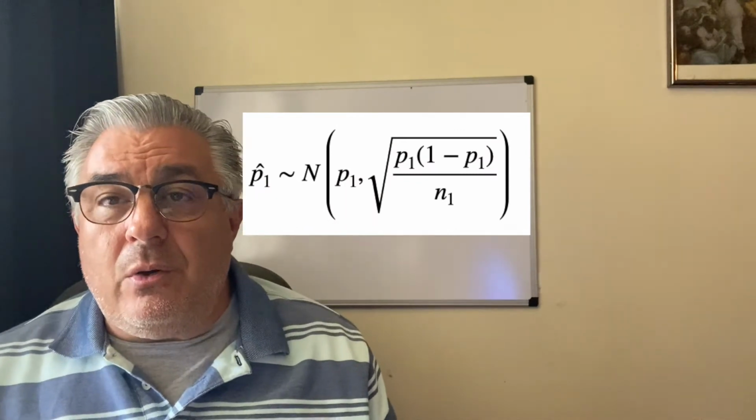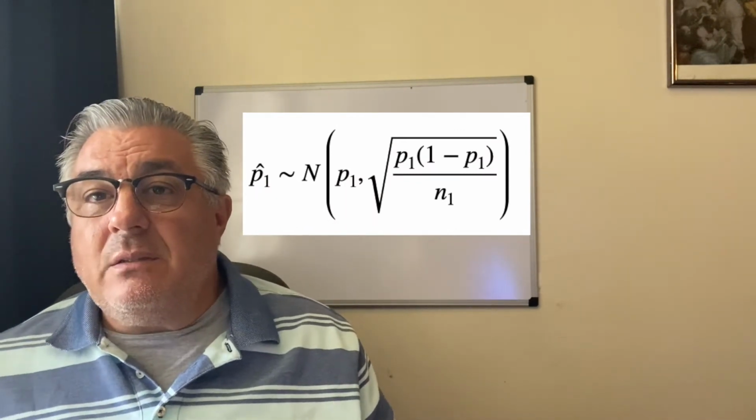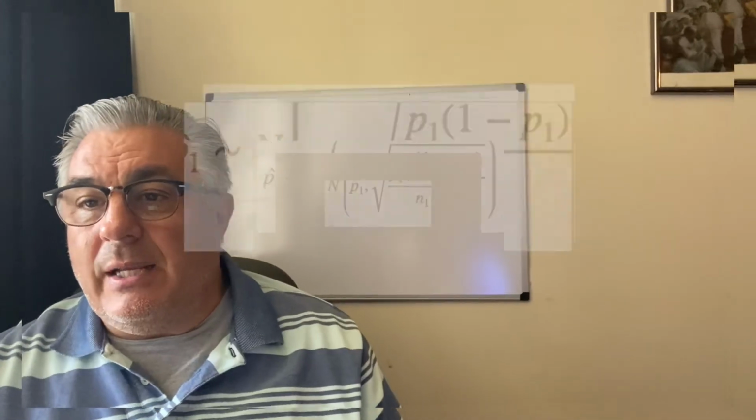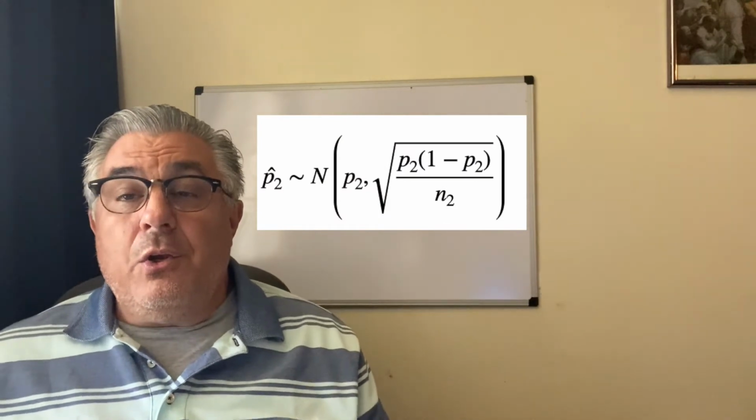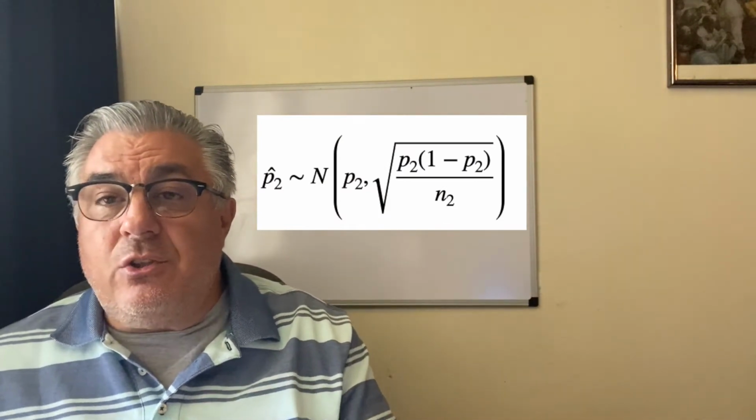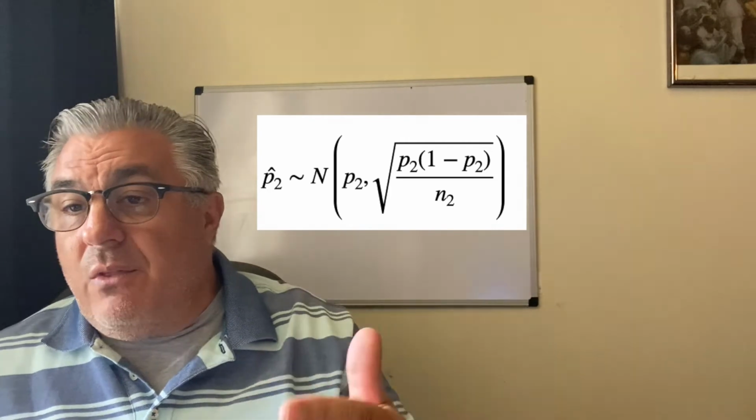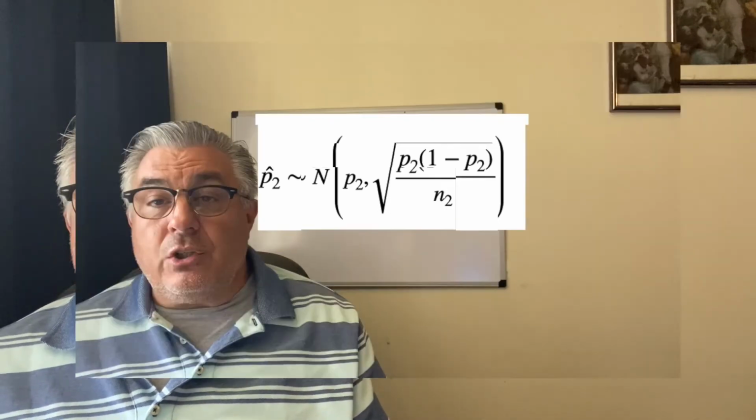All right? So let's just recall that p hat 1 is distributed normal with mean p1, and then that ooky looking square root looking thing. And let's note that p hat 2 is also distributed normal, and p hat 2 has its mean as p2, and then that standard deviation looking sort of thing. So then the question is, when I form the difference of p hat 1 minus p hat 2, notice I'm taking the difference of two normal random variables.